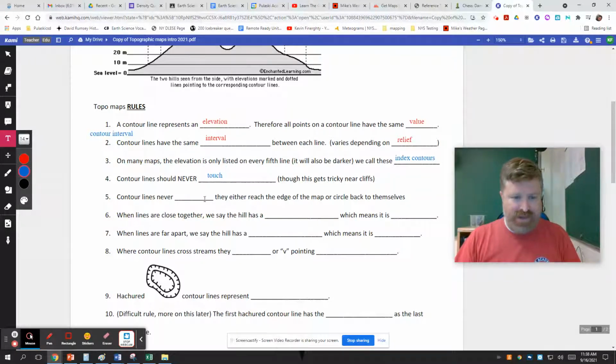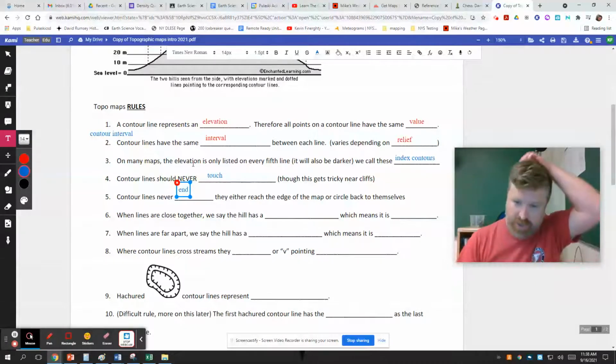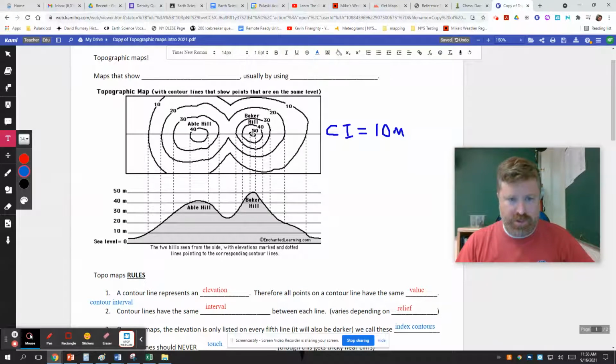Contour lines never end. They either reach the edge of the map or circle back to themselves. So circles are okay. This 40 goes around and comes back. This 30 goes around and comes back. Others, like this 10 right here, go off the edge of the map. And yeah, they come back on, but that's all good.